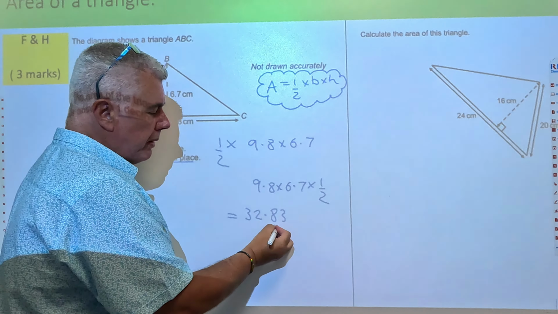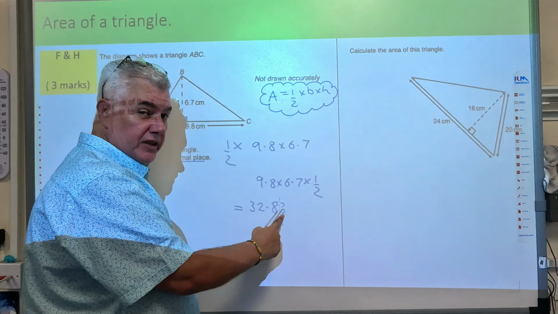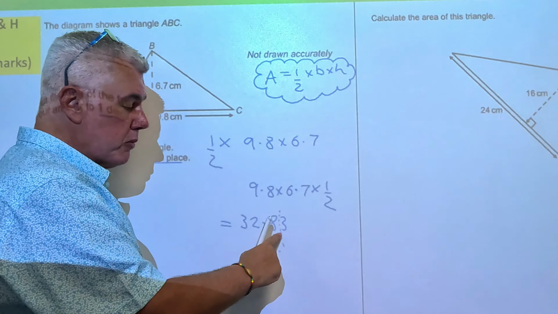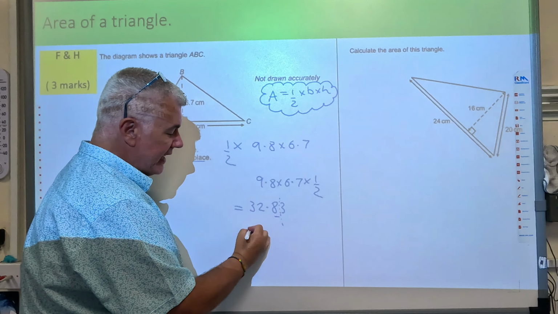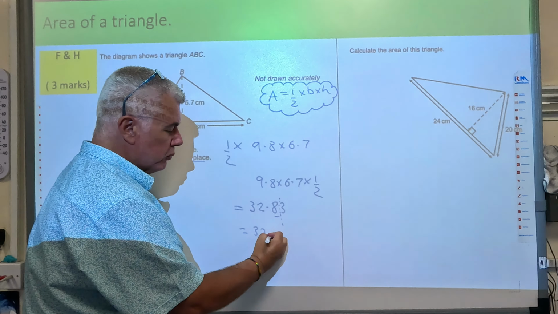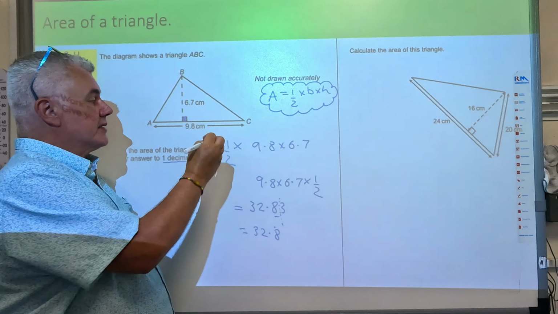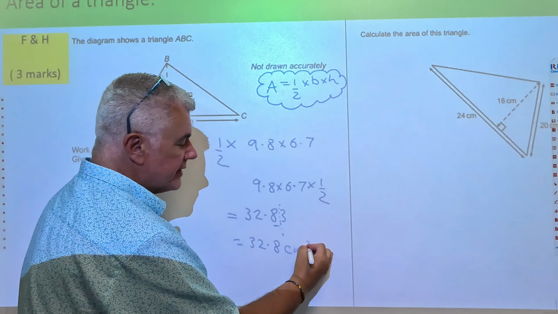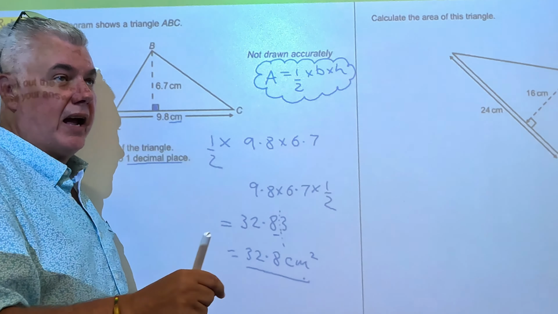I want one number after the decimal point. Look at the number afterwards. It's going to tell me what to do. 5 or above, I'll give that a shove. 4 or below, keep it down low. It's below 4, so I'm going to keep it as it is. To one decimal place, my answer is 32.8 units. Centimetres in the question, centimetres squared in the answer because it's an area. We always square for area.